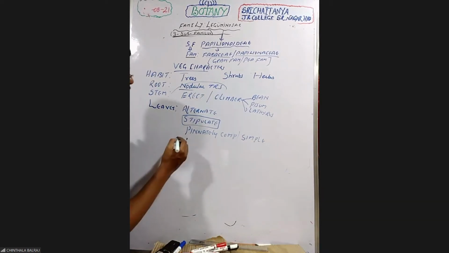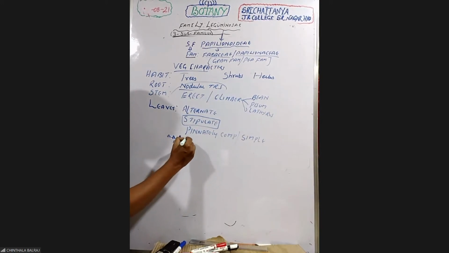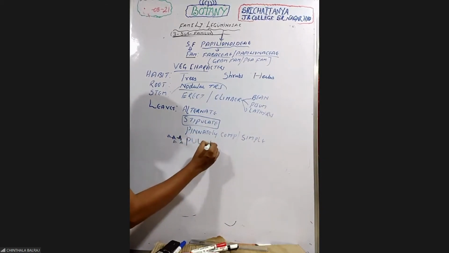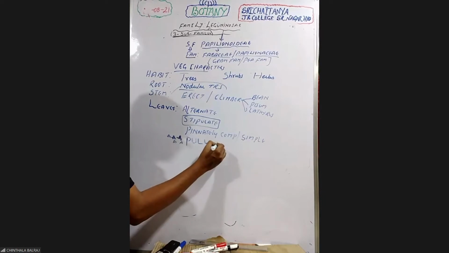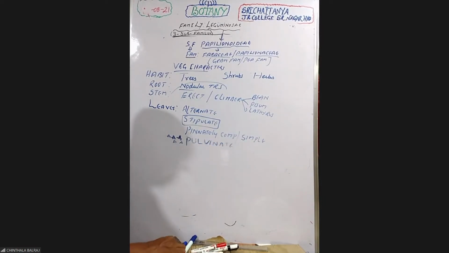But I will give priority to only two words in the list. One is the word stipulate. Another one is the characteristic, distinguishing feature of the family: pulvinate or pulvinous leaf base. Okay?